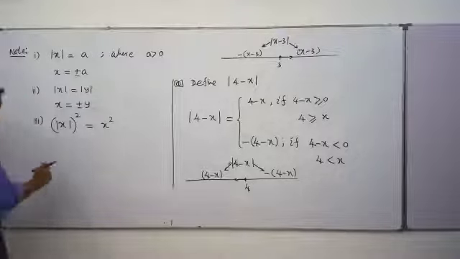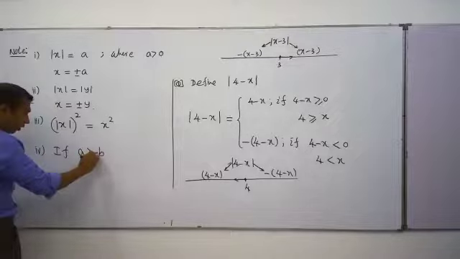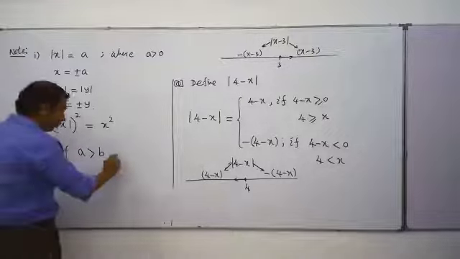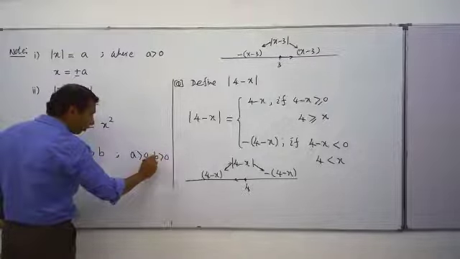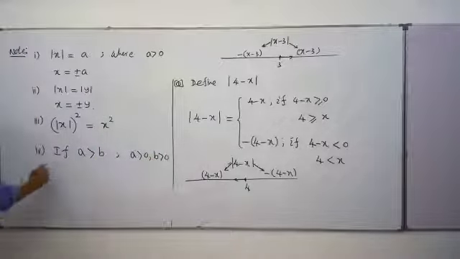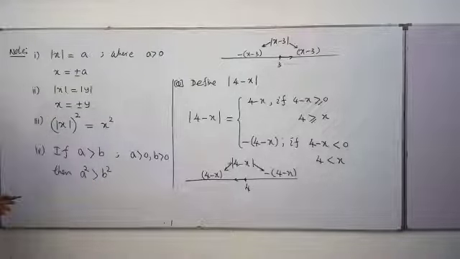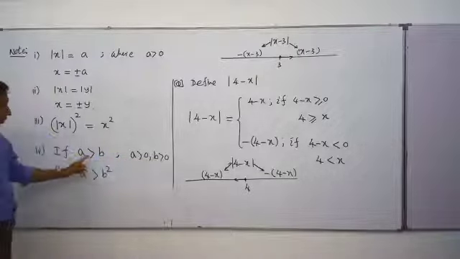And number 4 is this. If a greater than b, where a and b are positive, then a squared is greater than b squared. Both sides should be positive, people. A greater than b, a positive, b positive. Then we can square both sides.